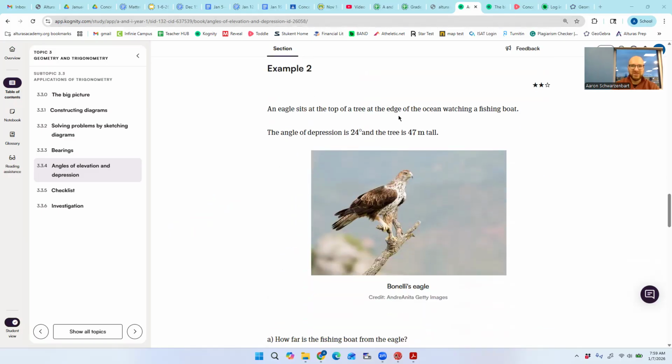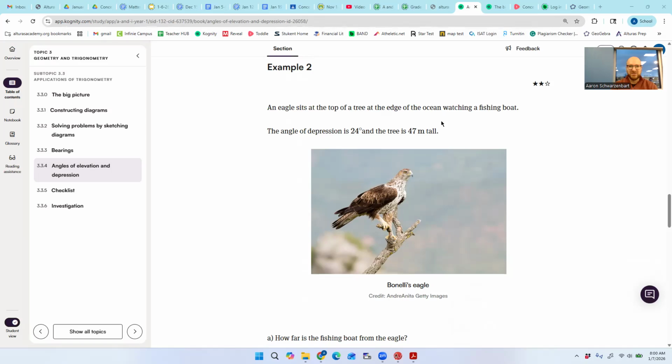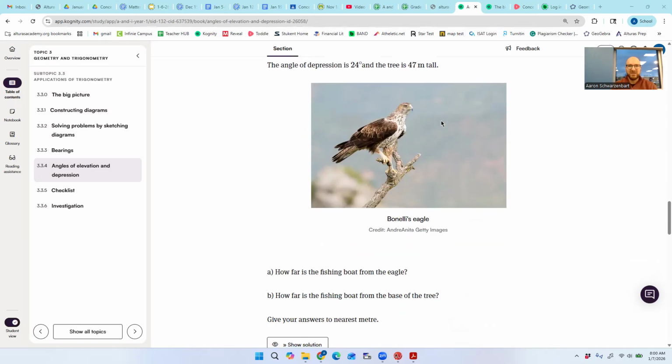So here we have an eagle that sits on top of a tree at the edge of the ocean watching a fishing boat. The angle of depression is 24 degrees and the tree is 47 meters. Alright. How far is the fishing boat from the eagle? That's a hypotenuse.